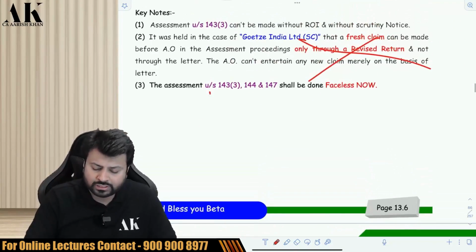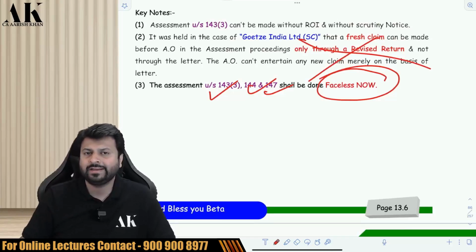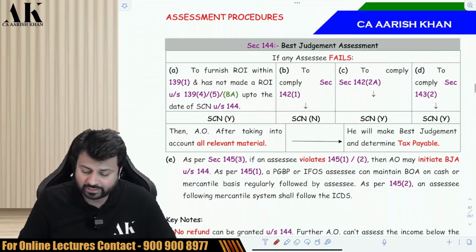Now all these proceedings, government says, will now be faceless. About faceless proceedings we will be learning in the later lectures. We will see that in the later lectures, don't worry.